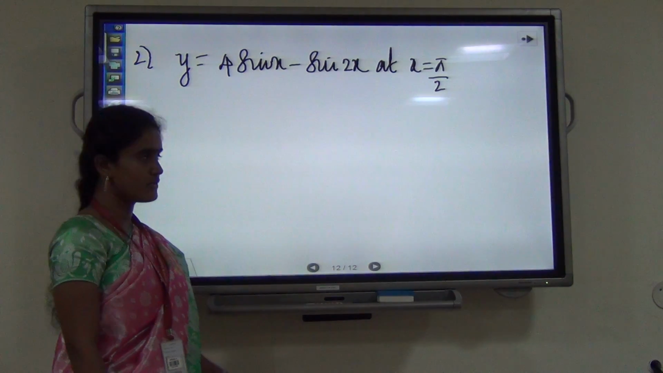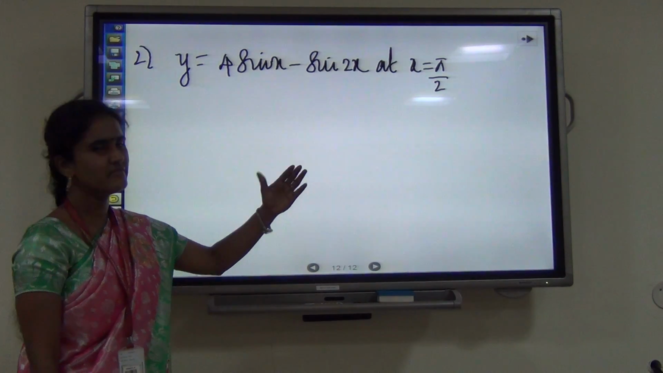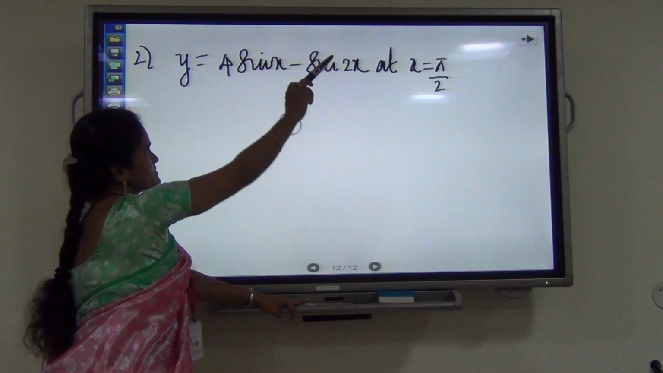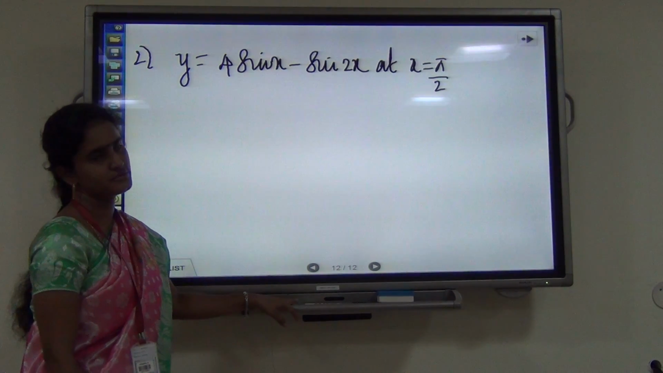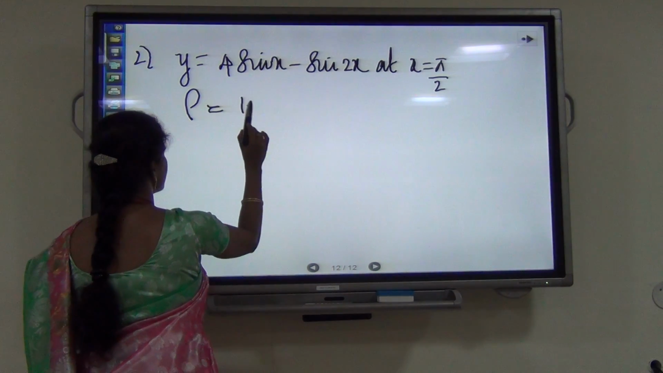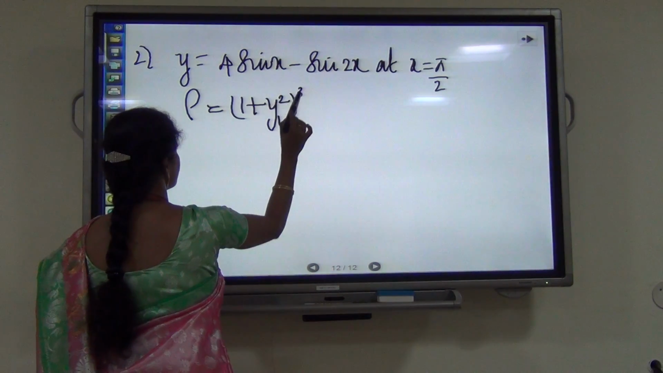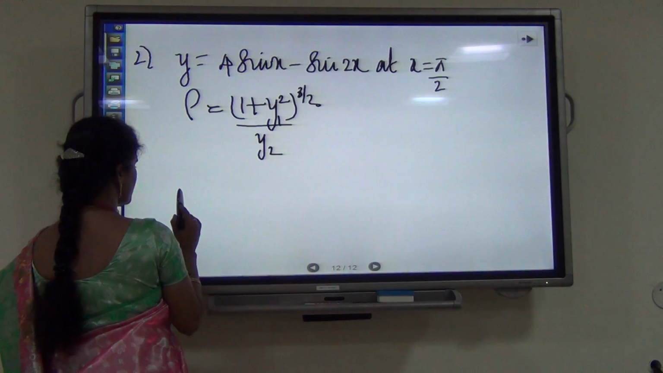We have a curve. If you trace a curve, you can even draw it, but we are not going to draw the whole curve. You find the radius of curvature of 4 sin x minus sin 2x at the point x is equal to pi by 2. Now, what is the formula? Rho is equal to (1 plus y1 square) to the power 3 by 2 by y2. So let us find y1.